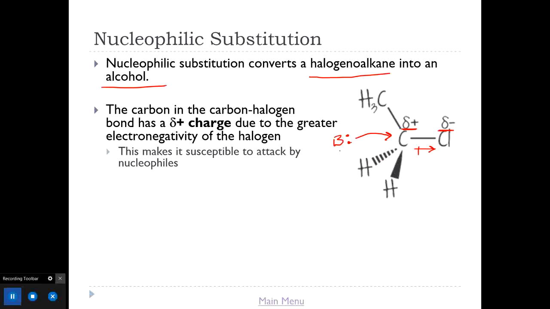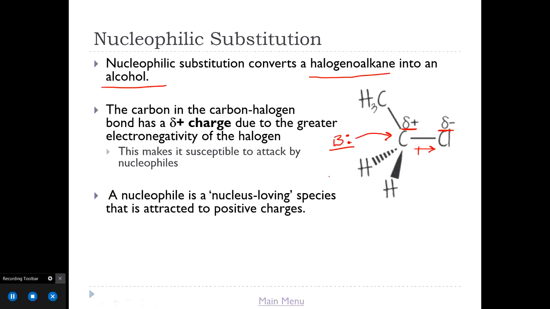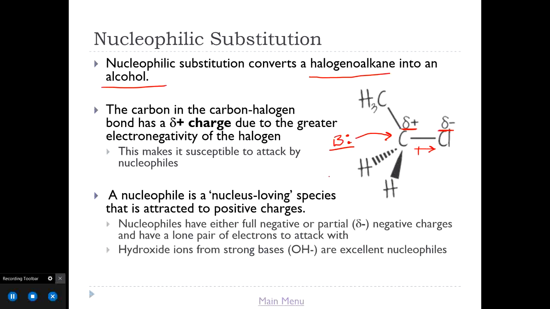This species that is attacking the positive carbon, this is what we call the nucleophile. Why a nucleophile? Because the nucleus of atoms has positive charges, so it's things that are attracted to positive charges. That's what a nucleophile is, something that's attracted to the nucleus of another atom. So we call it a nucleus-loving species that's attracted to positive charges. Nucleophiles will have either a full negative or partial negative charge, making them attracted to the partial positive, and they'll also have a lone pair of electrons, which they use to perform an attack.